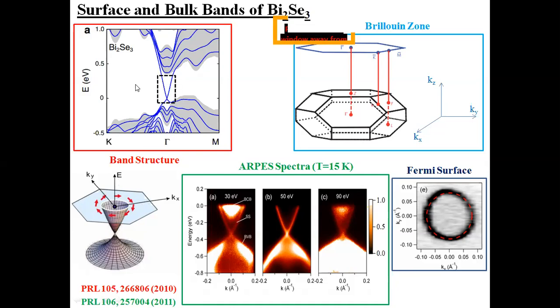Now if you perform an ARPES experiment on this sample, you will find this kind of spectra. The photoemission has been performed with three different photon energies: this is the 30 eV spectrum, this is the 50 eV spectrum, and the same spectrum at 90 eV. I guess you can understand the color plot: wherever there is white, there are electrons, and wherever there is black, there is no electron. You can clearly see this cone shape at every photon energy, and in two of these photon energies you can see this particular state here.